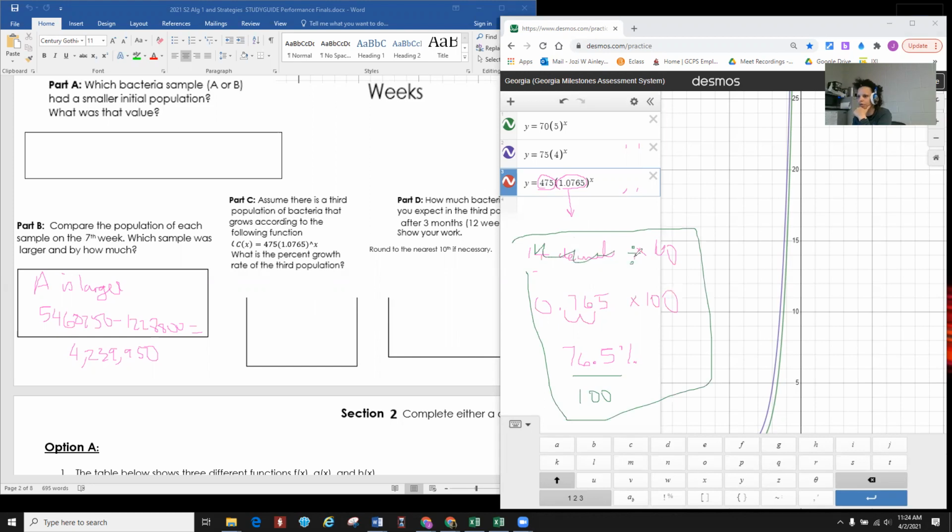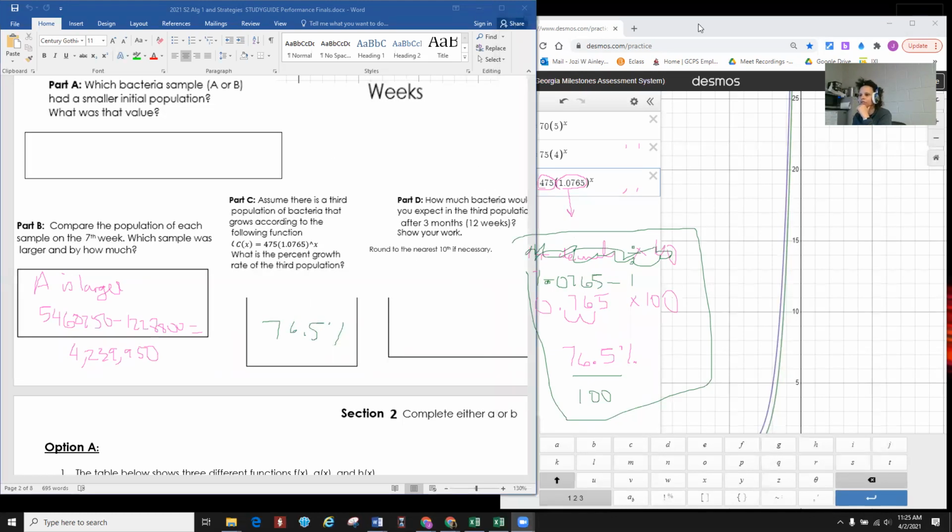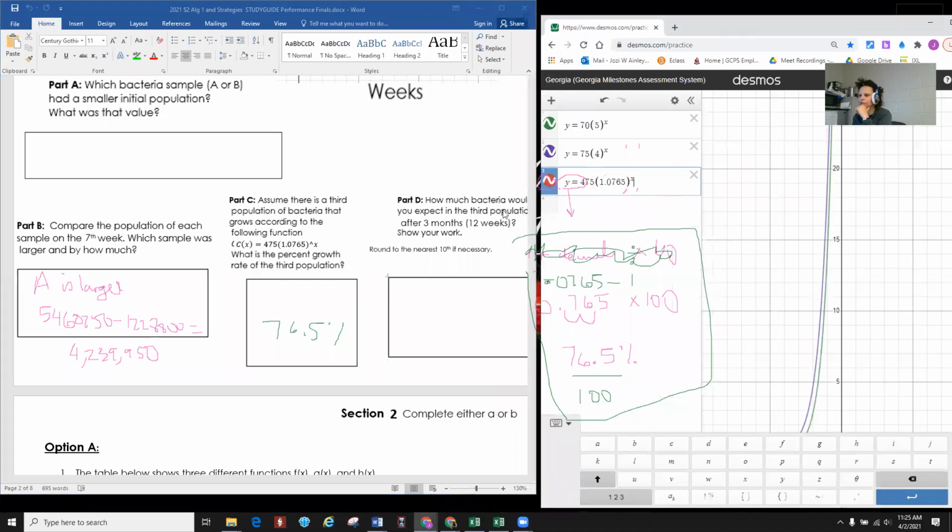You don't need to put that part. So I guess I do need to put 1.0765 minus 1. So you just subtract 1 from it, and it'll give you the decimal. Times it by 100, that's your percent. So my percent is 76.5%.